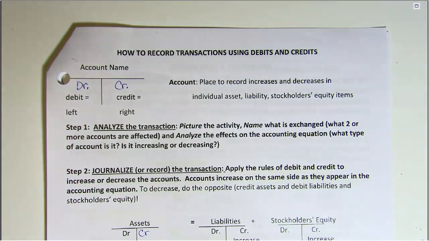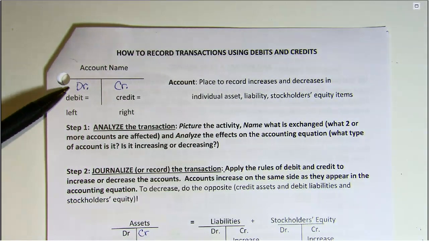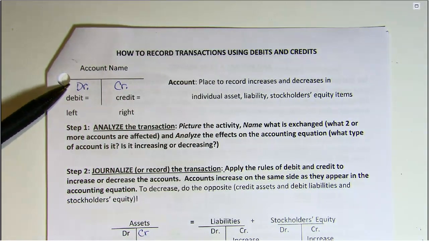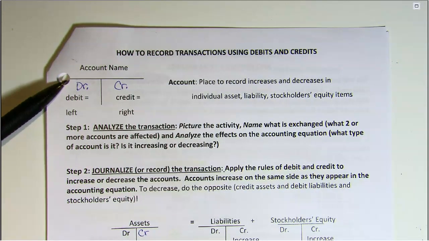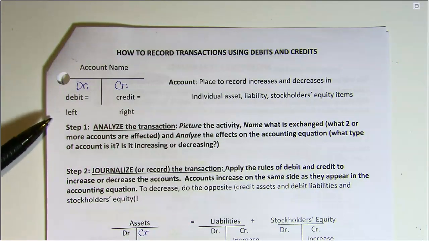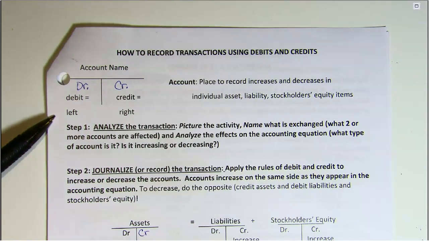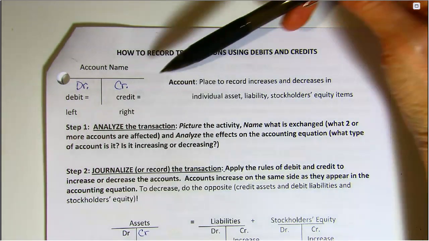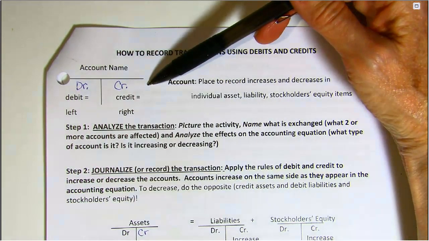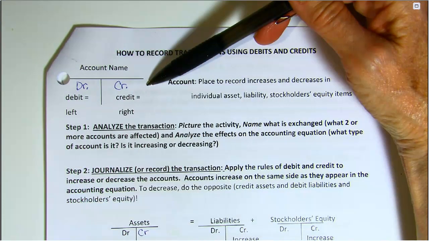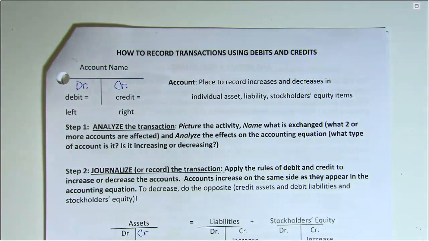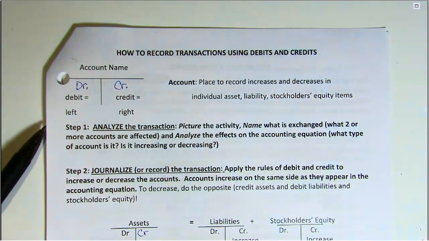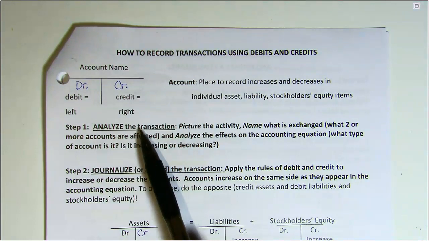In their most simple form, accounts can be represented by a T. Hence, we call them T accounts. The left side of the T account is called the debit side. We abbreviate it DR. And the right side of a T account is called the credit side. We abbreviate that CR. This is always the case. The left side is the debit side, the right side is the credit side.